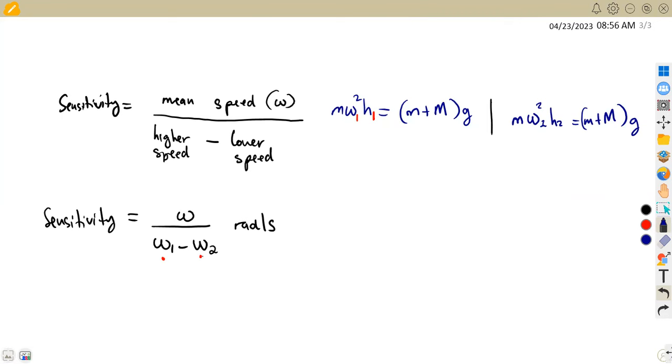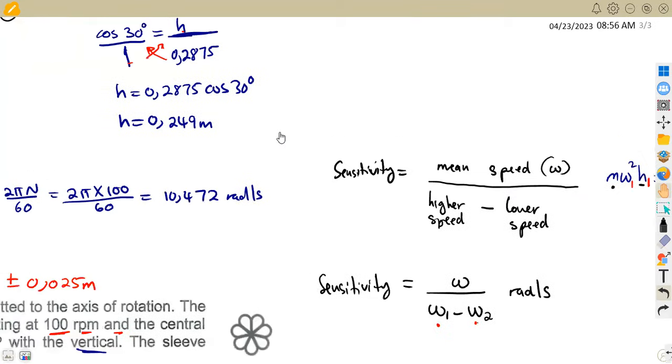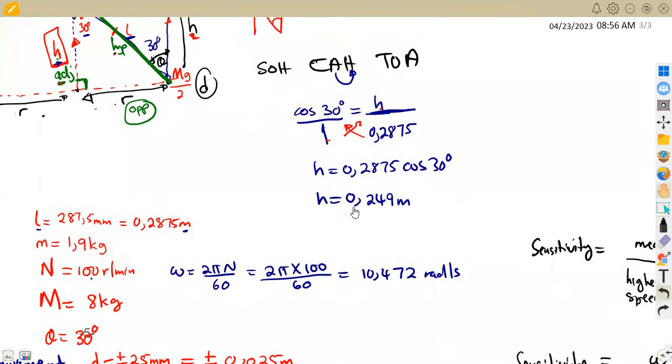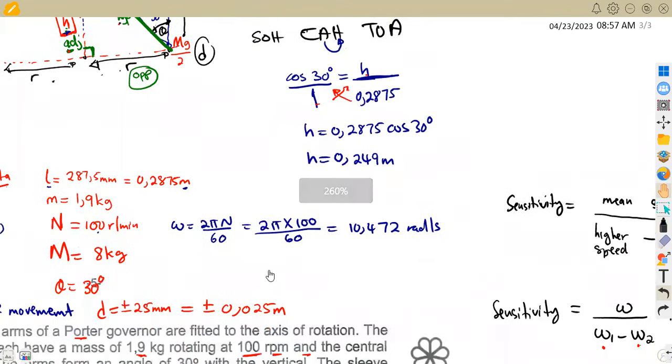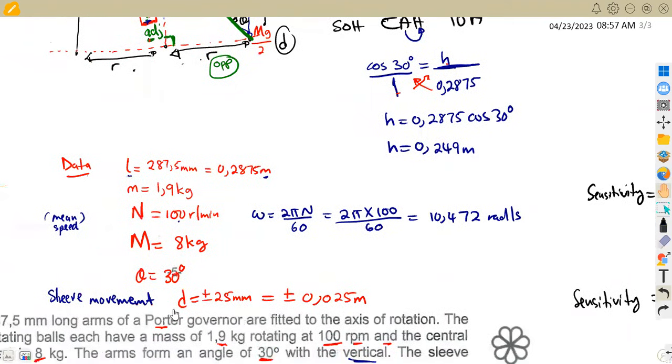But as you can see, from the information we have G, the gravitational acceleration, the mass of the dead load and the mass of the balls, but we do not have H1. We have H, but we do not have H1. We calculated H here, so how are we going to determine H1 from this H? This is what you're going to do. That is the part where you are going to apply the sleeve movement. There is a plus or minus in the movement. The plus is going to be added to H and the minus is going to be subtracted from H. That is the idea for calculating the H1 and the H2.